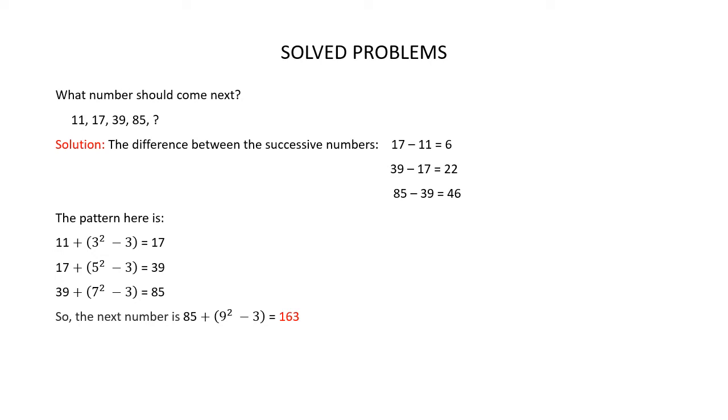You'll notice that 3 plus 2 is 5, 5 plus 2 is 7. So the next difference will be 7 plus 2, that is 9. 9 squared minus 3. 9 squared minus 3 is 78. So the next difference will be 78. And the next number is 85 plus 78, which is 163. So 163 comes after 85.